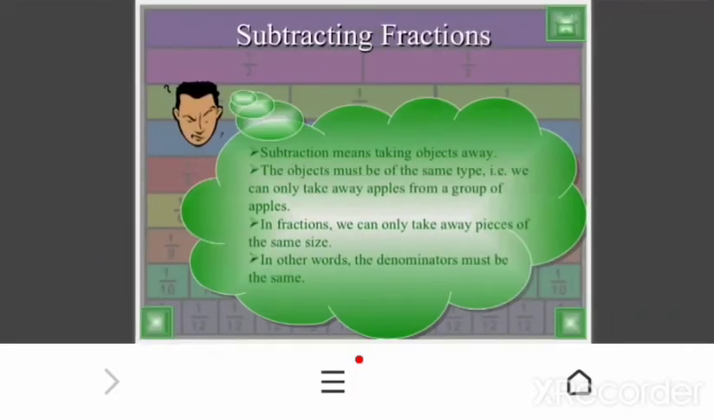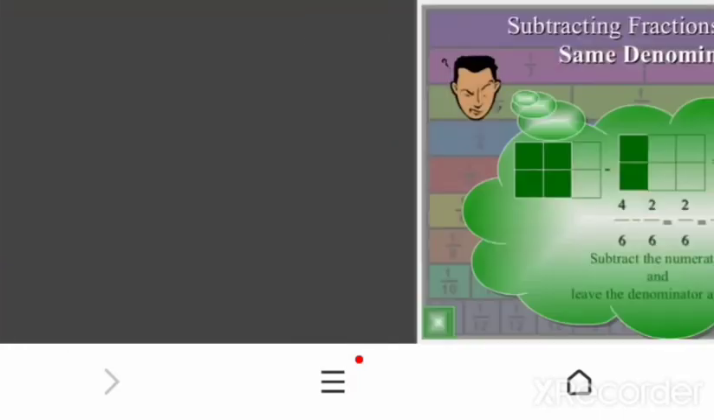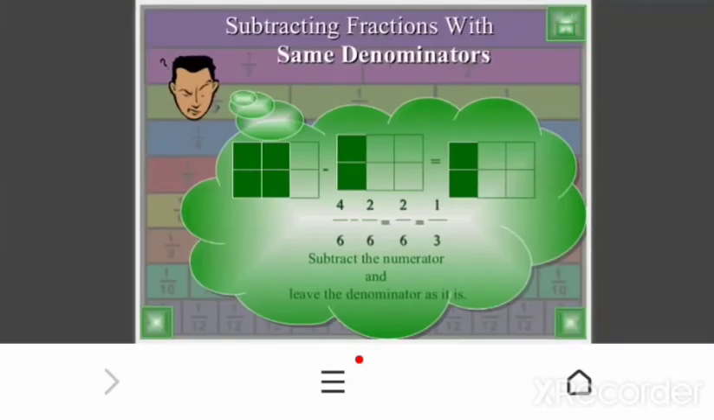Now subtracting fractions. Subtraction means, children, taking objects away, and the objects must be of the same type. That is, we can only take away apples from a group of apples. In fractions, children, we can only take away pieces of the same size also. In other words, the denominator must be the same. Now for example, first we shall understand how to subtract like fractions.